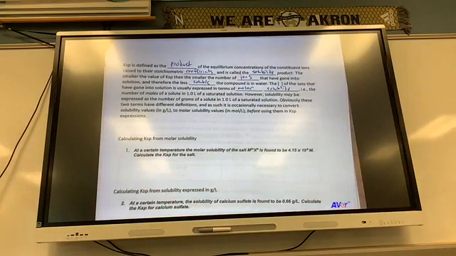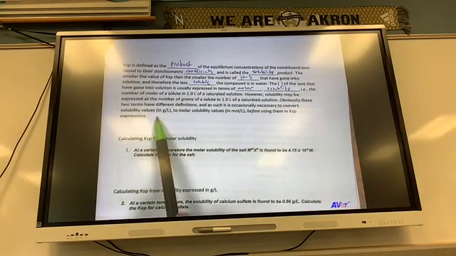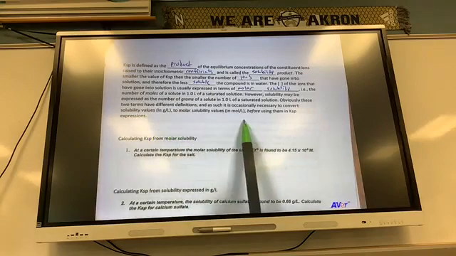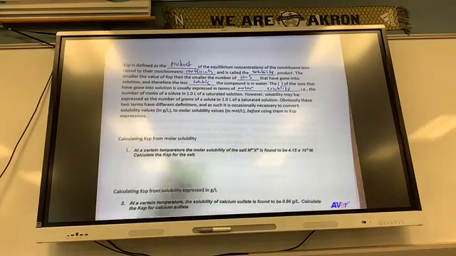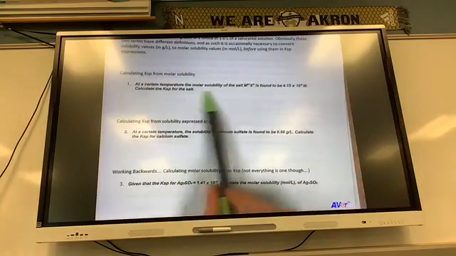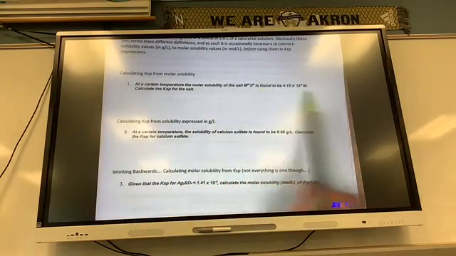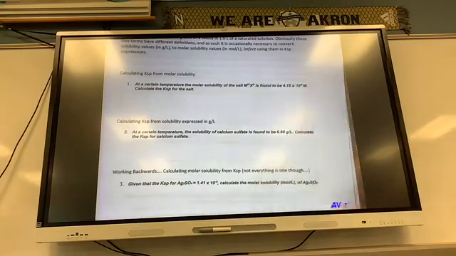So, if you have grams, what are you going to have to do? Convert. So sometimes they'll give you grams per liter instead of moles per liter, so you have to do a little bit of stoich with these. So, calculating KSP from molar solubility. Here we go. At a certain temperature, the molar solubility of the salt MX, M plus 2, X negative 2, is found to be 4.15 times 10 to the negative 6 molar. Calculate the KSP for the salt.